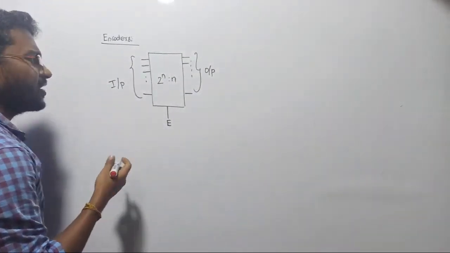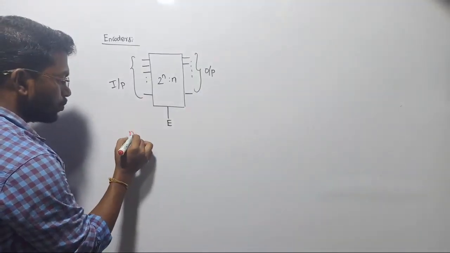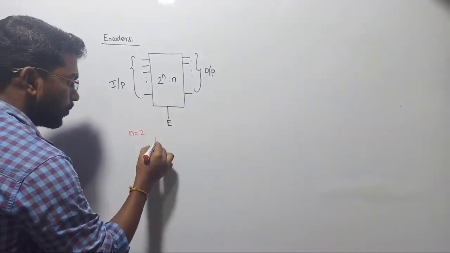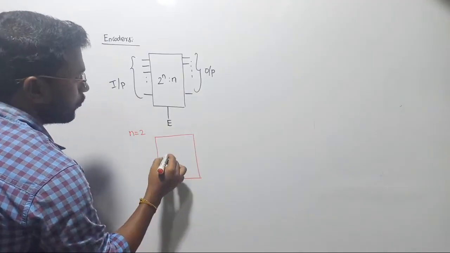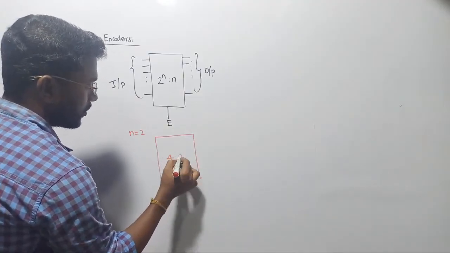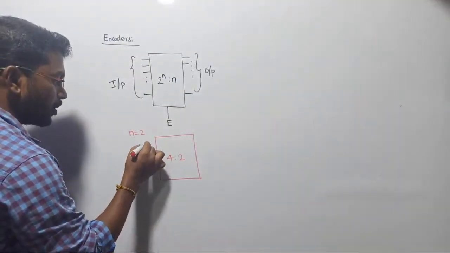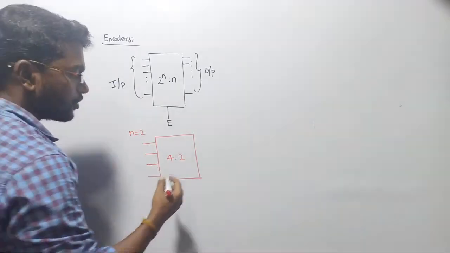So let's start our journey. Let's consider once again, I don't want to go up with n equal to 1. That's very small. Let's consider n equal to 2. Better. N equal to 2 in the sense, how many input lines should be required? 4 input lines, right? So let us implement a 4 cross 2 encoder circuit. 4 cross 2 in the sense, totally 1, 2, 3, 4. 4 input lines should be required.